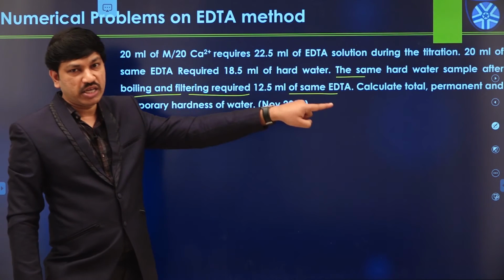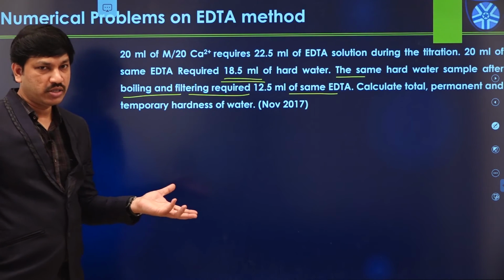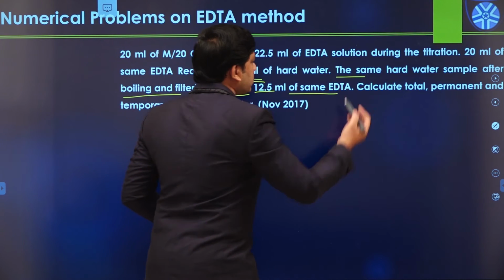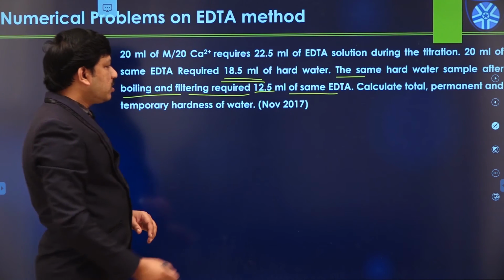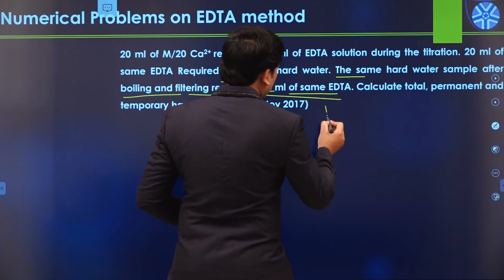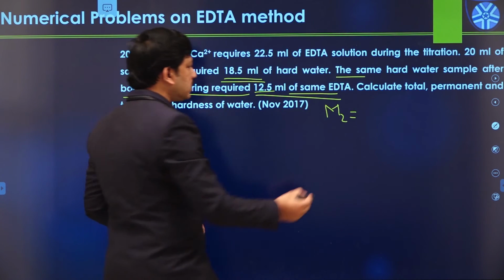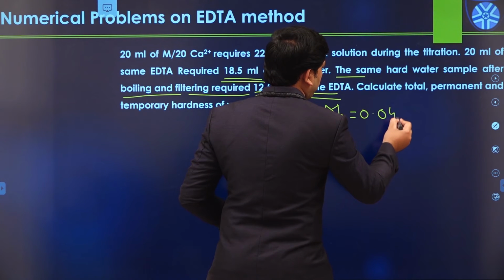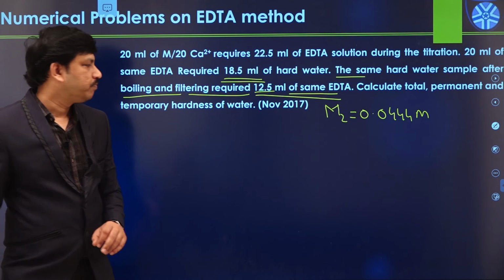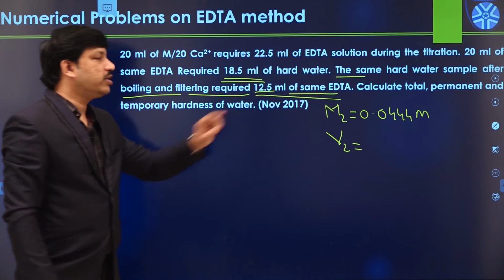The same hard water sample, meaning the same amount of hard water sample, after boiling and filtering requires only 12.5 ml of the same EDTA solution. So the third time also we have an EDTA solution. What is the EDTA molarity? EDTA is the M2 value. So the M2 value is 0.0444 molar. This is fixed.